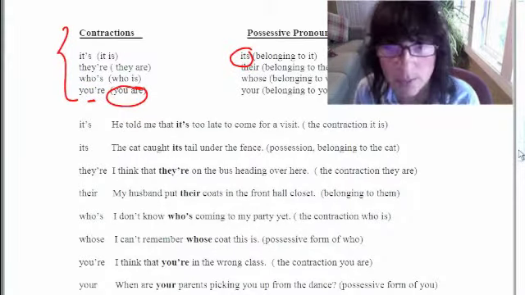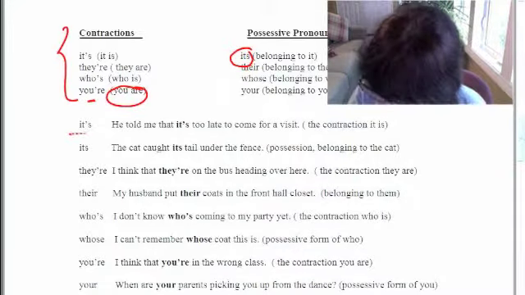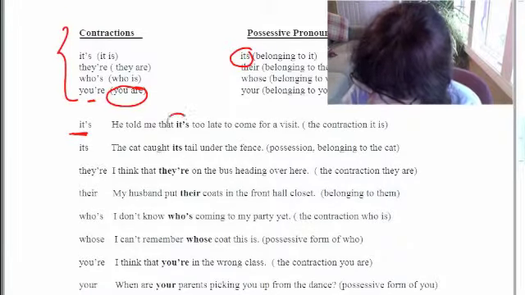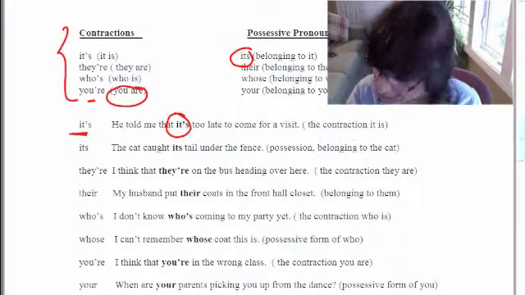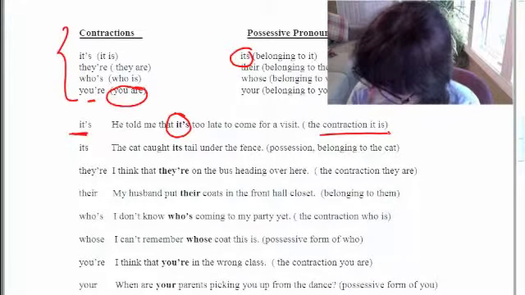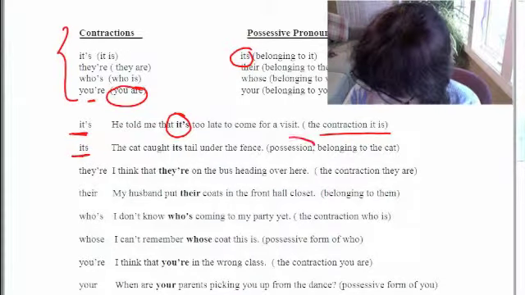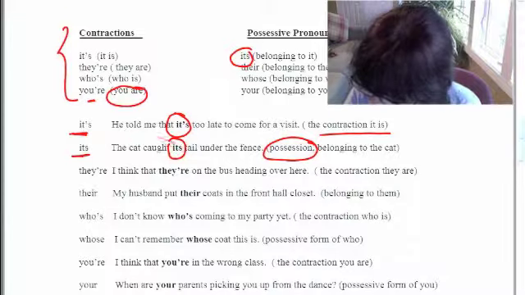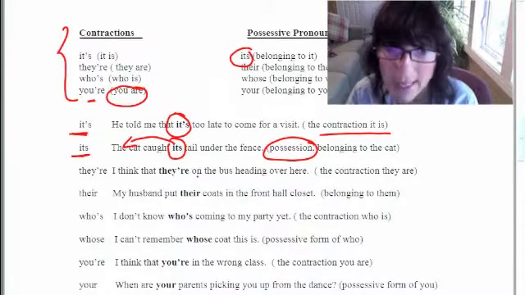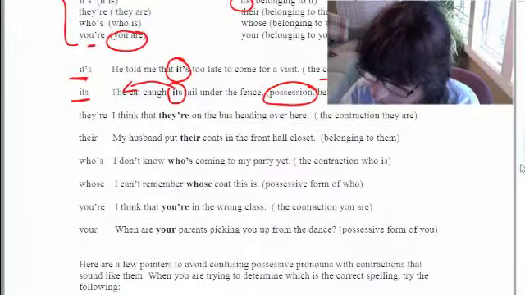And I've used some of these in sentences for you to help explain the meaning and the usage of them. It's, it apostrophe s. He told me that it's too late to come for a visit. That is the contraction it is. However, its without the apostrophe is the possessive pronoun. And look at the difference here. The cat caught its tail under the fence. It means the tail belonging to the cat. So you can't say it is. You wouldn't use the contraction it apostrophe s.